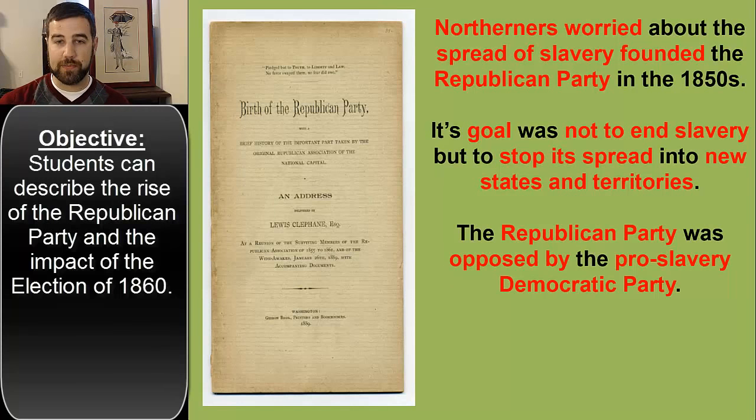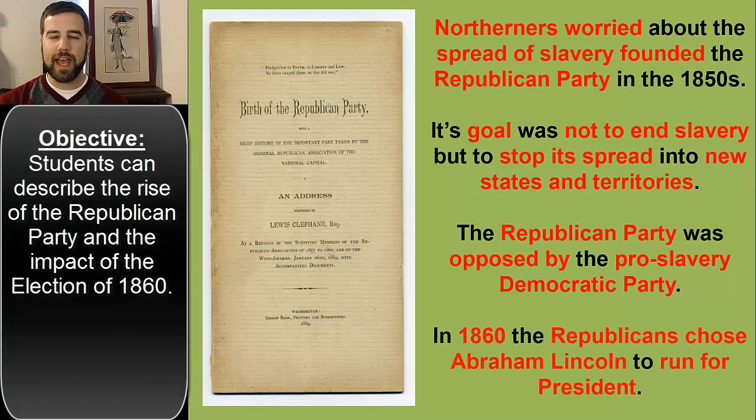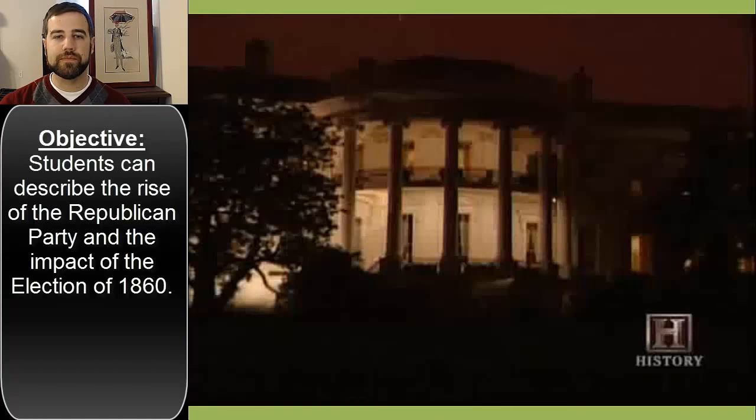The Republican Party was opposed by the pro-slavery Democratic Party, which was in favor of slavery. And in 1860, the Republicans chose Abraham Lincoln to run for president. In the previous election in 1856, John C. Fremont, who was the explorer and part of the Bear Flag Republic rebellion here in California, was chosen to run for president. He doesn't win the election that year, but that gets the Republican Party going. So let's go ahead and watch this video here on the rise of the Republican Party.